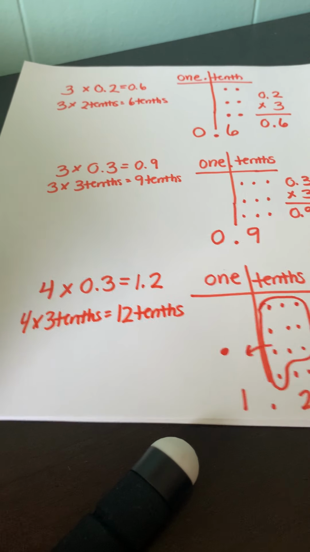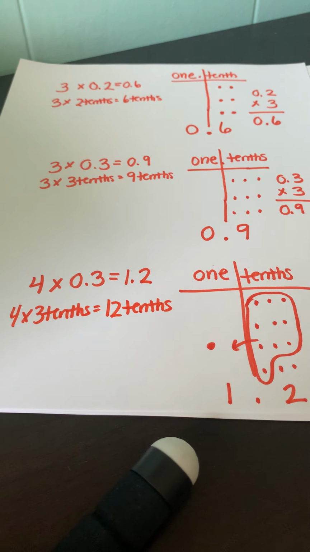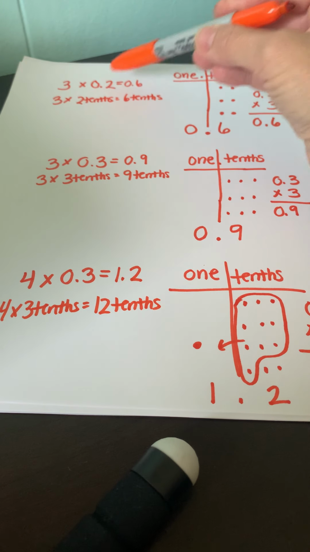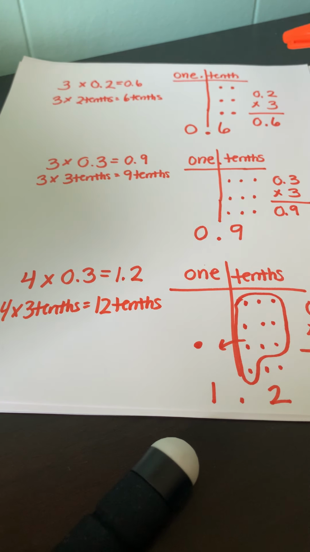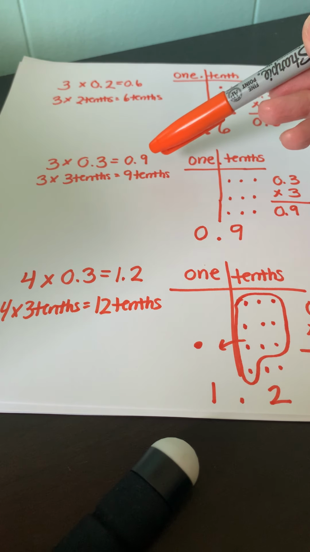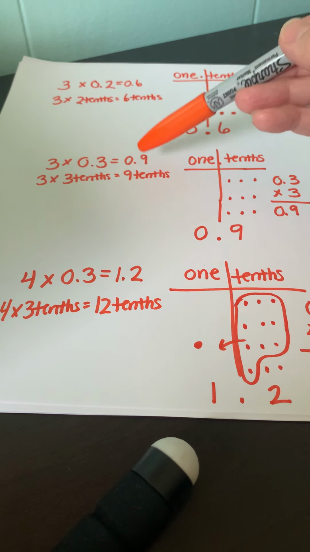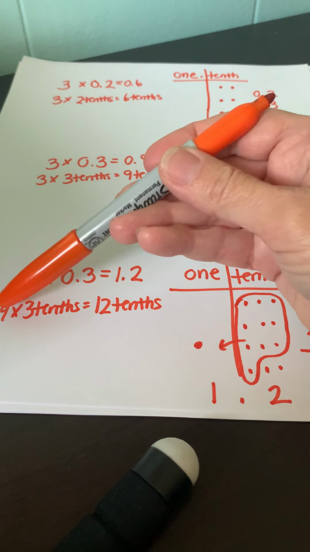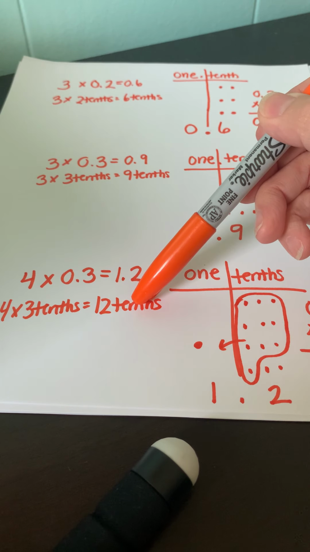All right, now if we stop and look at some of these problems, I am starting to notice a pattern. What is 3 times 2? 6. So 3 times 2 tenths is 6 tenths. What is 3 times 3? That's right, 9. 3 times 3 tenths is 9 tenths. What is 4 times 3? That's right, 12. 4 times 3 tenths is 12 tenths.